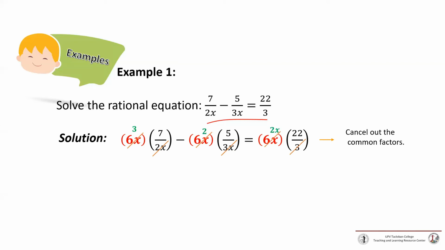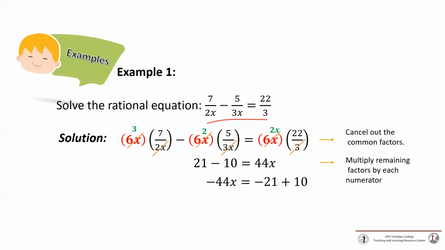So we are now having a simplified equation. It becomes 21 minus 10 is equal to 44x, because 3 times 7 is 21, minus 2 times 5 is equal to 10, and 2x times 22 is equal to 44x. Next is multiply remaining factors by each numerator. We already did that. So this time we simplify and combine like terms.